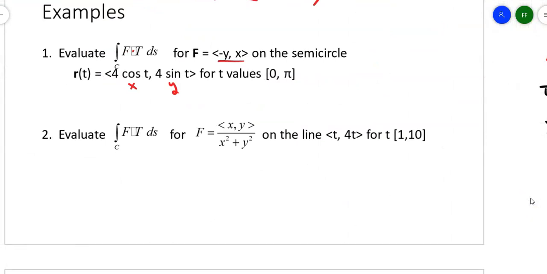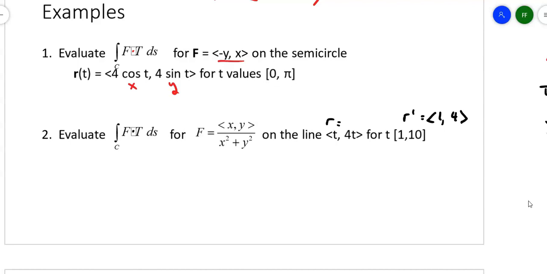This says integrate the dot product of f and dr for f equals xy over square root of x squared plus y squared on the line r of t equals t, 4t for t values between 1 and 10. So we already have r of t, right? This is our r, which actually makes r prime pretty easy because the derivative of t is 1, the derivative of 4t is just 4.